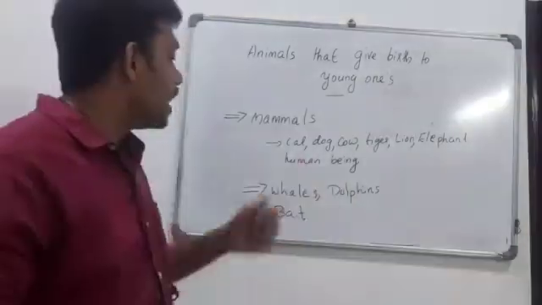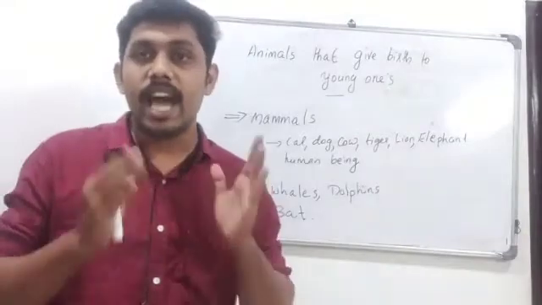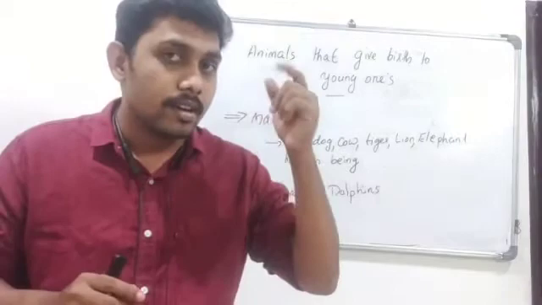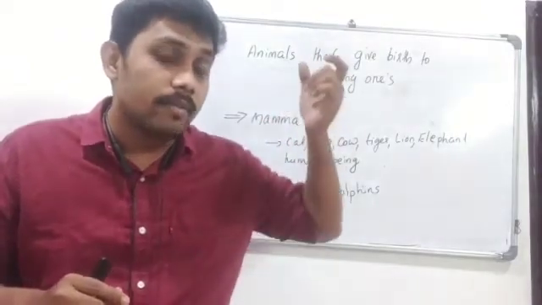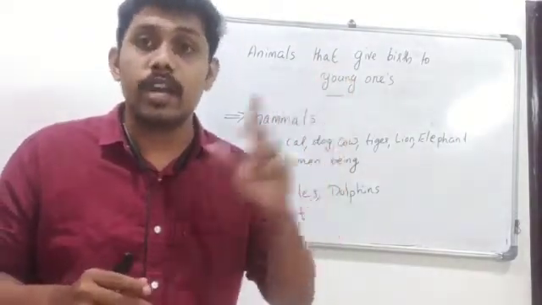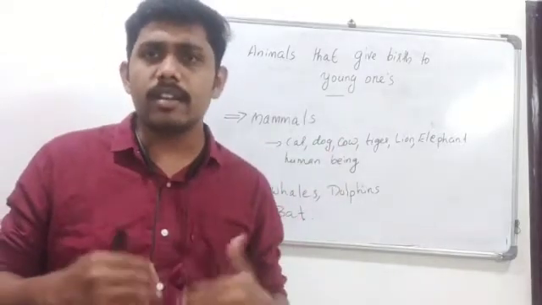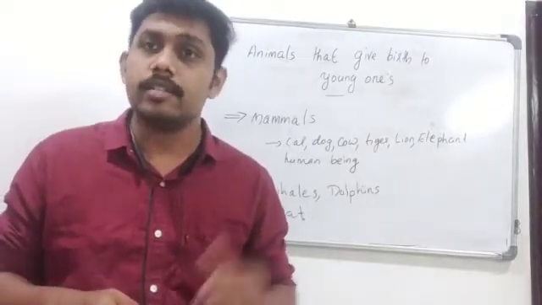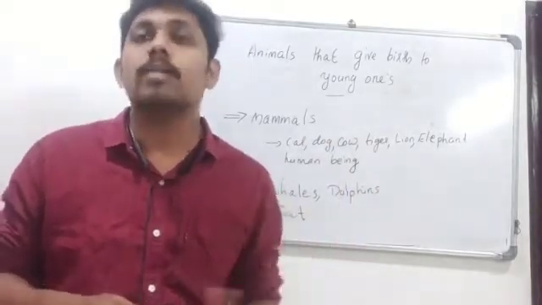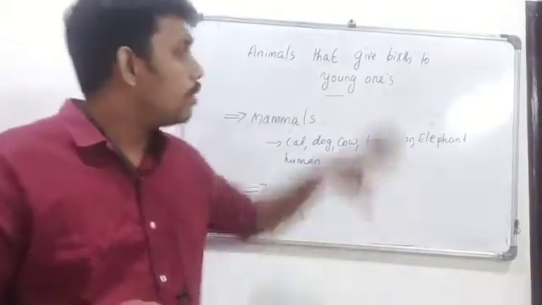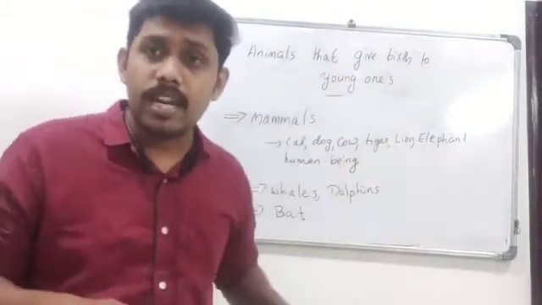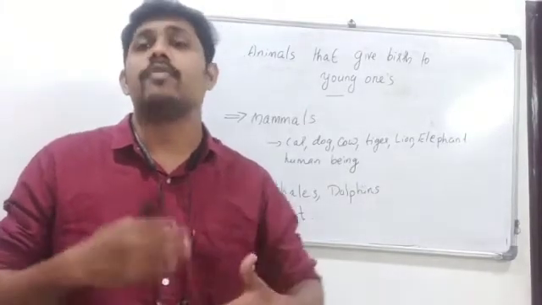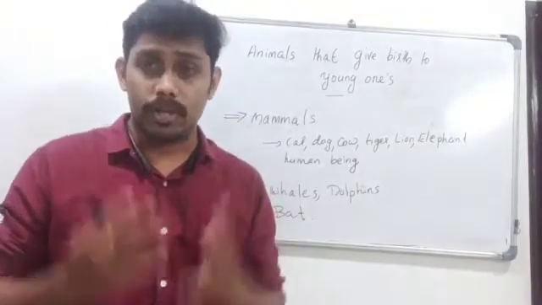And in the case of whales and dolphins, they are like fish. We have studied that fish lay eggs for reproduction. But whales and dolphins are also mammals. That is, whales and dolphins also give birth to young ones. All these mammals take care of their young ones. That is, they feed milk and also protect them.